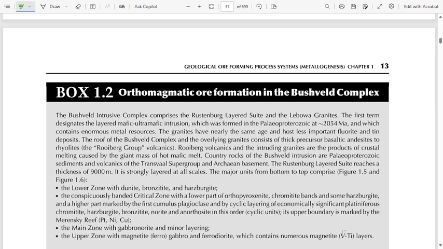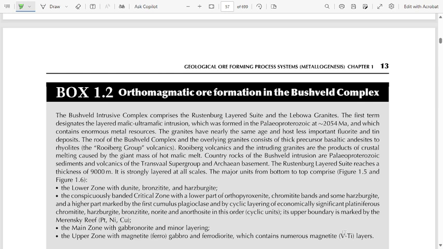The roof of the Bushveld complex and the overlying granites consist of thick precursor basaltic andesites to rhyolites, the Rooiberg group volcanics. Rooiberg volcanics and intruding granites are the products of crustal melting caused by the giant mass of hot mafic melt. Country rocks of the Bushveld intrusion are Paleoproterozoic sediments and volcanics of the Transvaal Supergroup and Archean basement. The Rustenburg Layered Suite reaches a thickness of 9,000 meters. It is strongly layered at all scales.